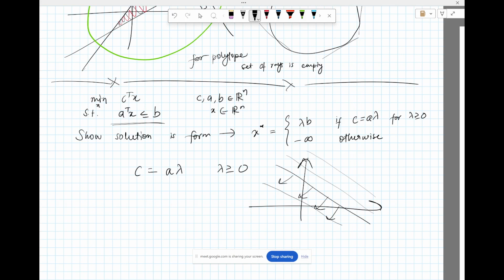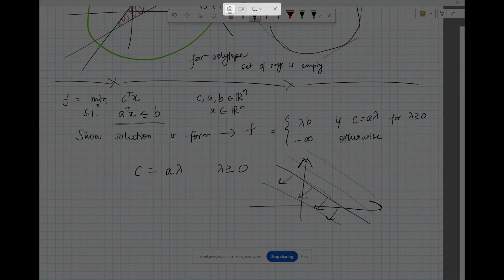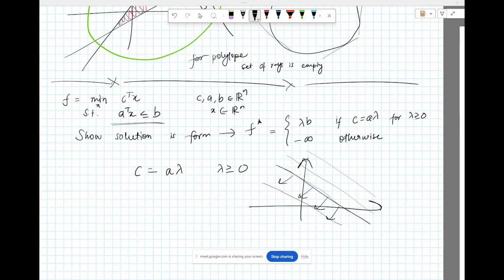I mean we want to find x such that it lies on this. Okay, this is not x star, this is the optimal value. f star is on this one, not x.